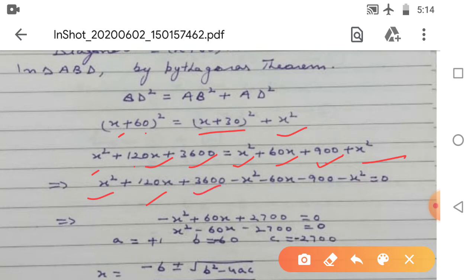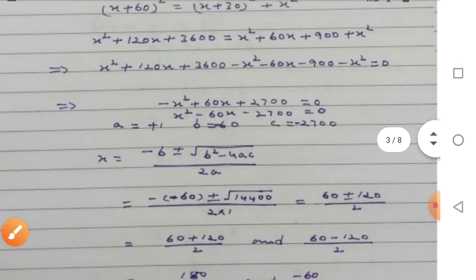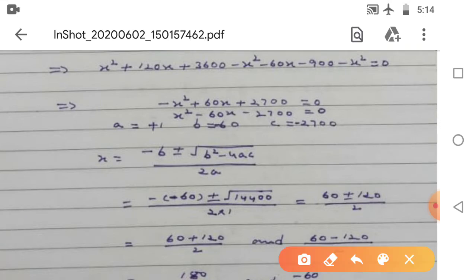Now, we shift all these terms to the left hand side: x square minus x square, minus 60x, minus 900 is equal to 0, and when you solve, we get minus x square plus 60x plus 2700 is equal to 0. So, you multiply both sides with minus, and finally the equation is x square minus 60x minus 2700 is equal to 0, right. So, solve this quadratic equation by using the quadratic formula.